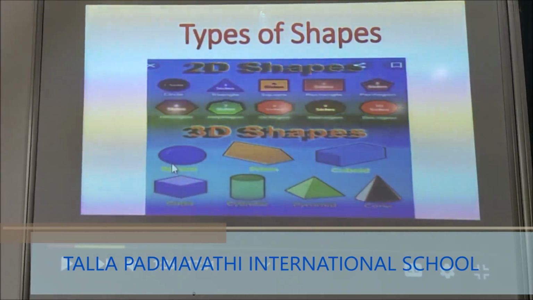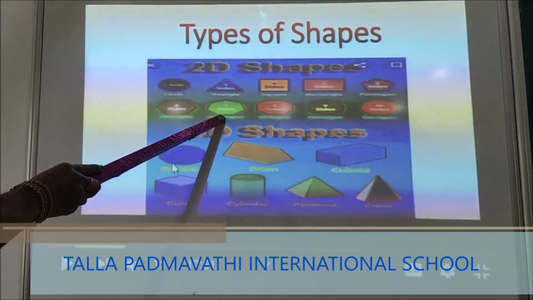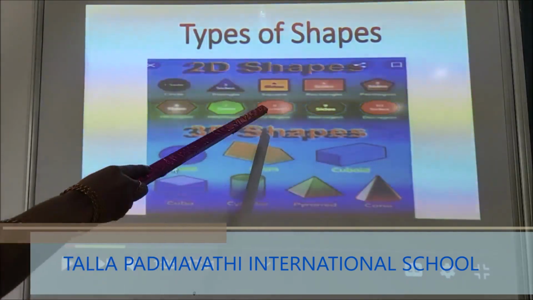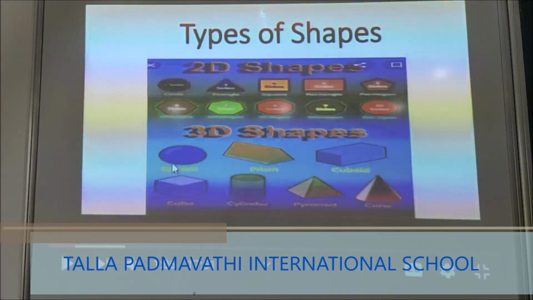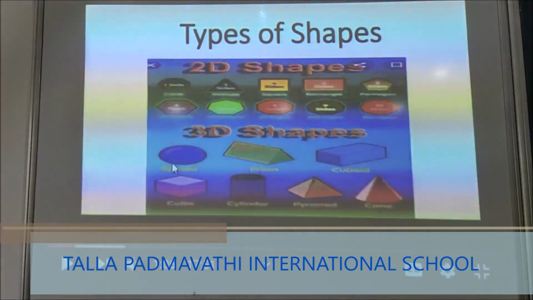And the next one is with 7 sides. The polygon with 7 sides is called a heptagon. Our next one is octa. How many legs does an octopus have? Yes, 8. Here octa stands for 8. So a polygon with 8 sides is called an octagon.